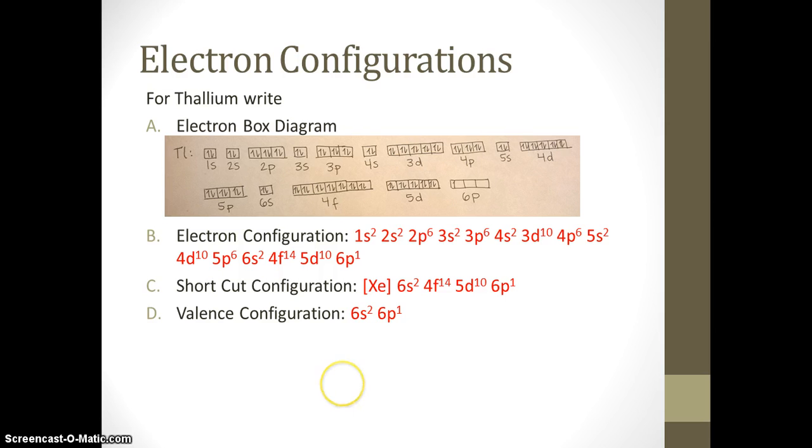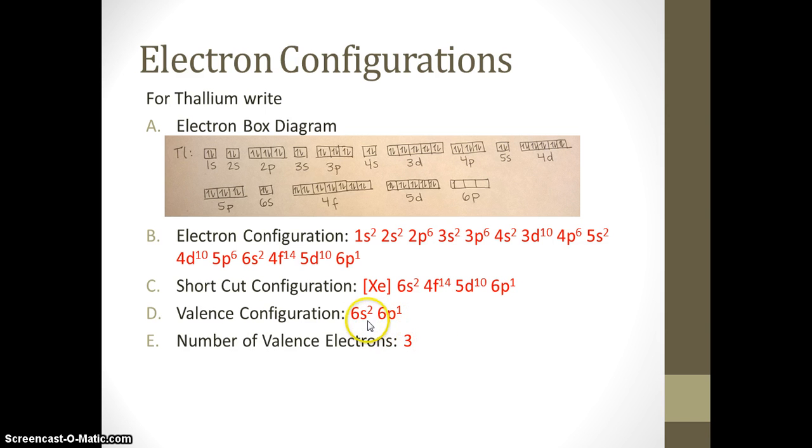Valence configuration will always be only the S and the P blocks, okay? Those are my valence electrons. That's the outermost energy levels. Here we see that these are the larger numbers. So only 6s2 and 6p1, okay? 4 and 5 are in a lower shell. I mean energy level. So here, this is the valence configuration.